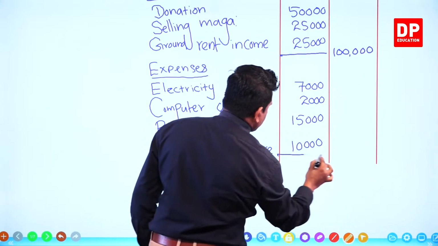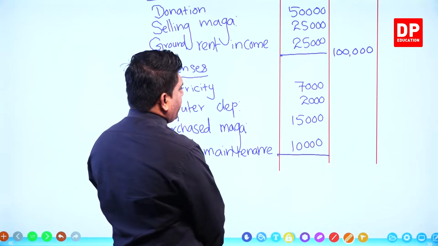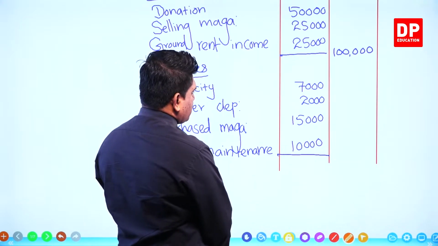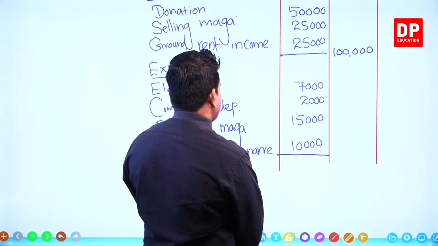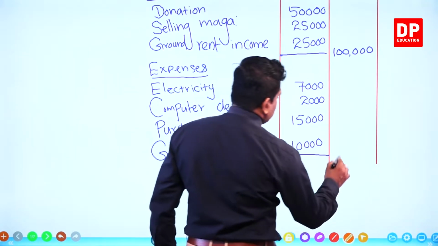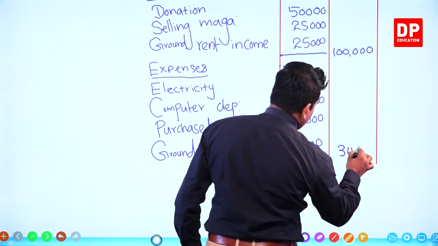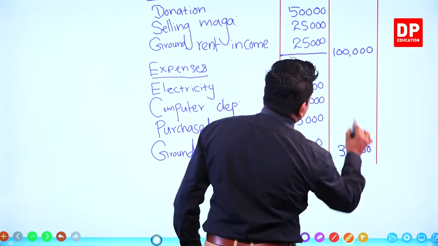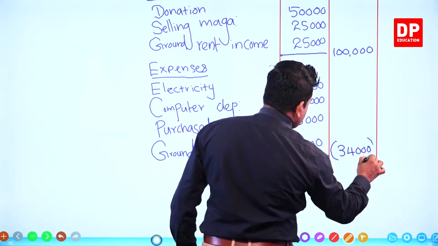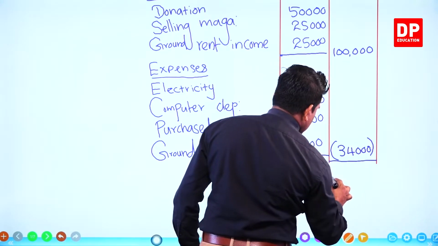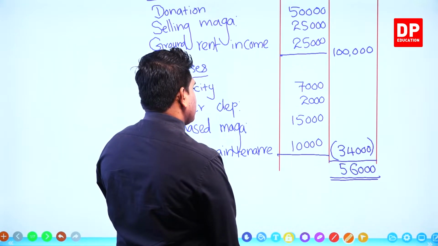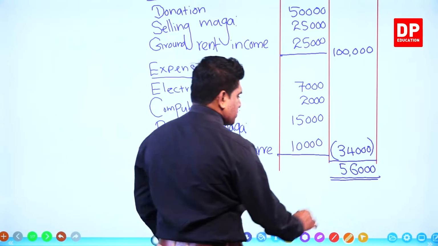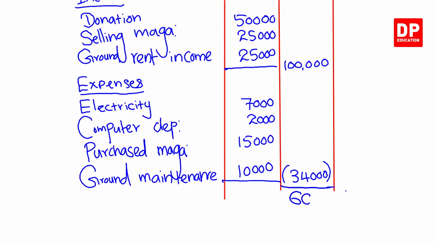Then you get the total of the expense. How much? 25 plus 9. How much? 34, is it 34? 34,000 is the expense. Above you can see total income, down you can see total expense. Then how much is the surplus? 66,000. 66,000 is the surplus, right?